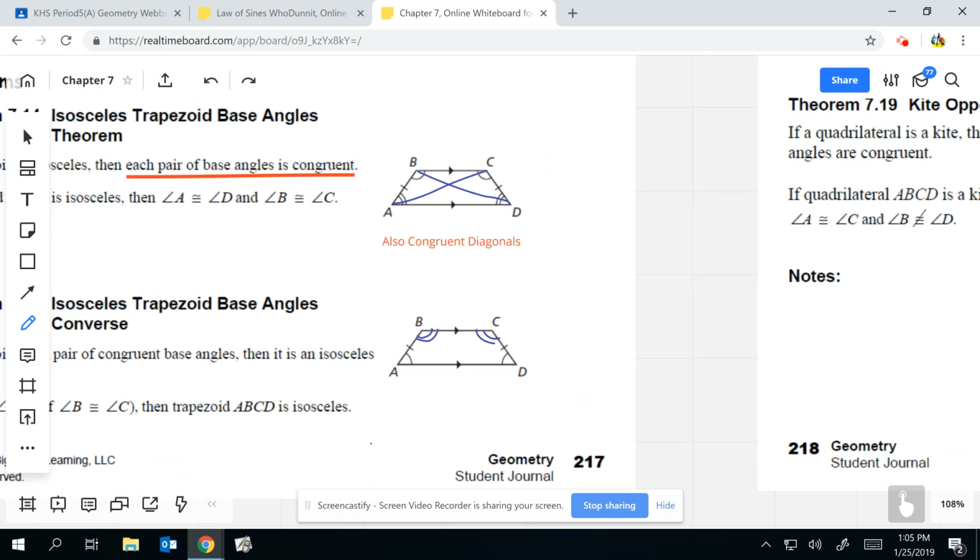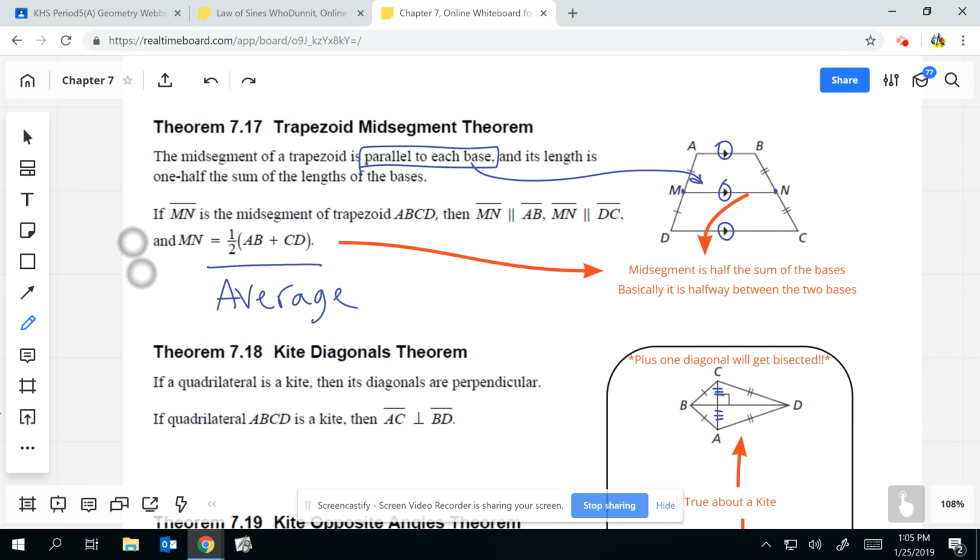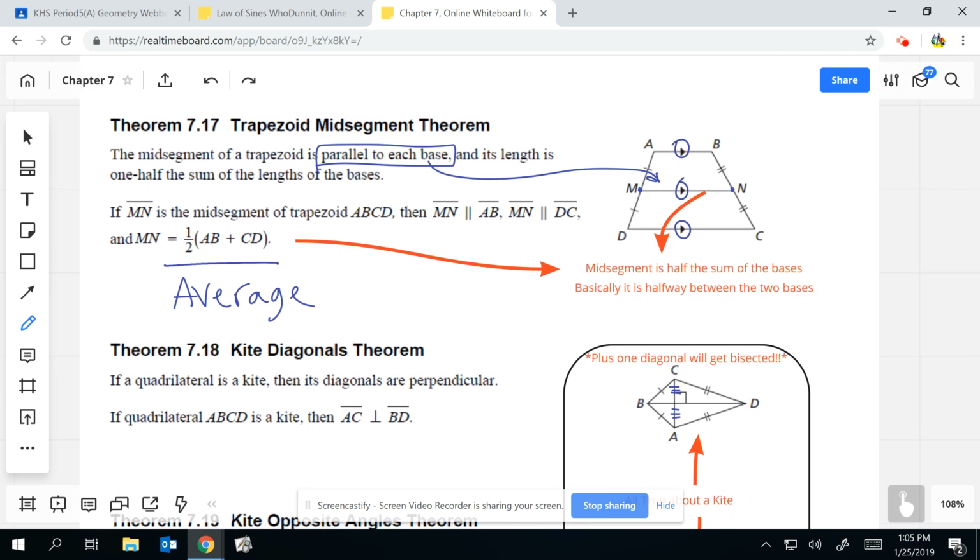Okay, so let's move on to the next couple here. So here was our mid-segment again. There are two things about the mid-segment. I only told you one, that it's halfway. It is also parallel. So it's parallel to each base. You could put little arrowheads in there, which they did, and you could put a circle around those because it is parallel to the two bases. It's going to make three parallel lines if you throw in a mid-segment. So you got three parallel lines. It's halfway, or it's half of the sum of the bases, and basically it's halfway between the two bases.